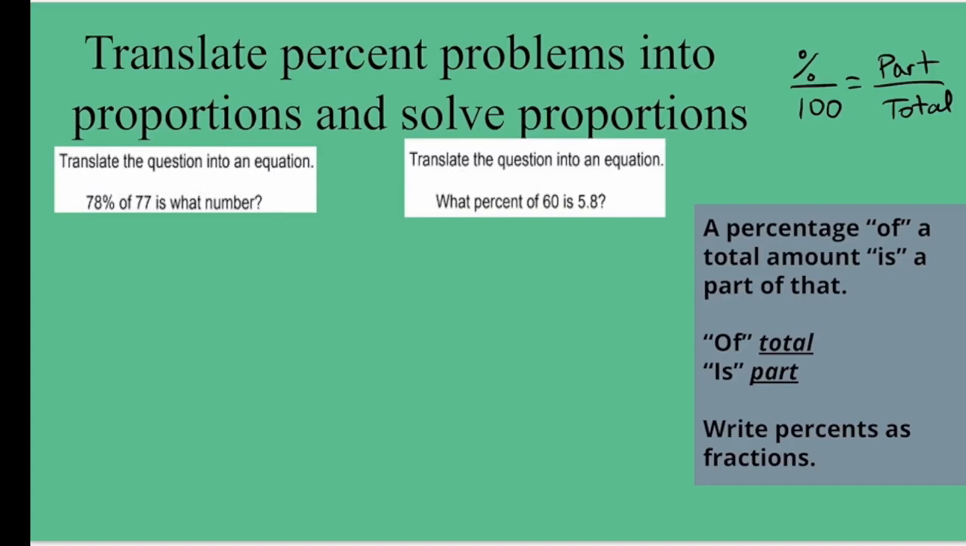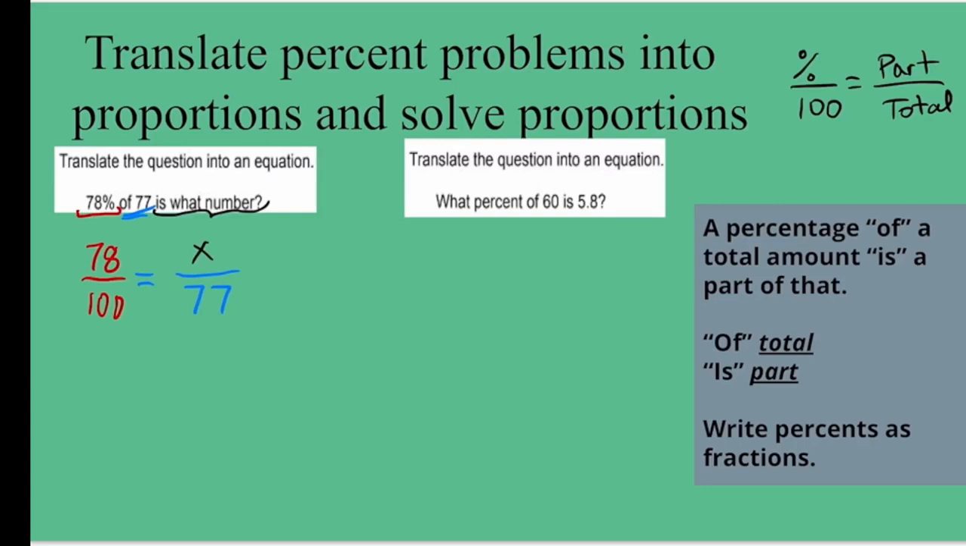So 78%, we would write as 78 over 100. That's our percentage. The of will always give us our total. So if it's of 77, that's going to go in the denominator. This is part is your part. I don't know what that is, so that x goes in your numerator.